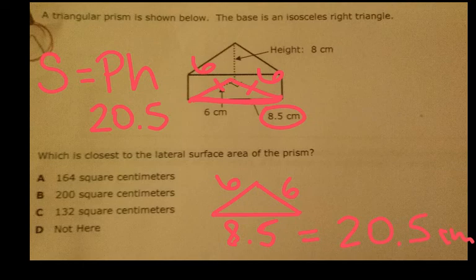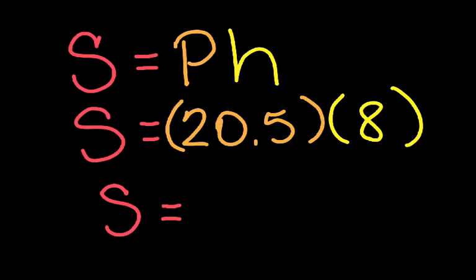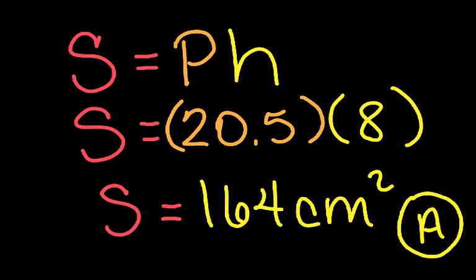And then it says to multiply it by the height. The height is the height of the whole prism, which is this part right here, which it tells you is 8. So instead of the H, you're going to put an 8. Go ahead and multiply those 2 together, and it should give you 164 centimeters squared, or square centimeters, which of course is A as in apple.